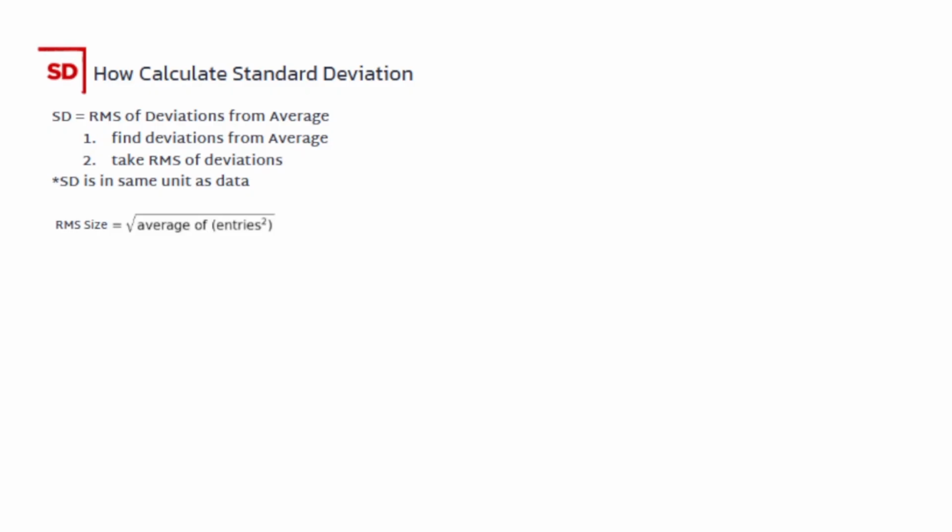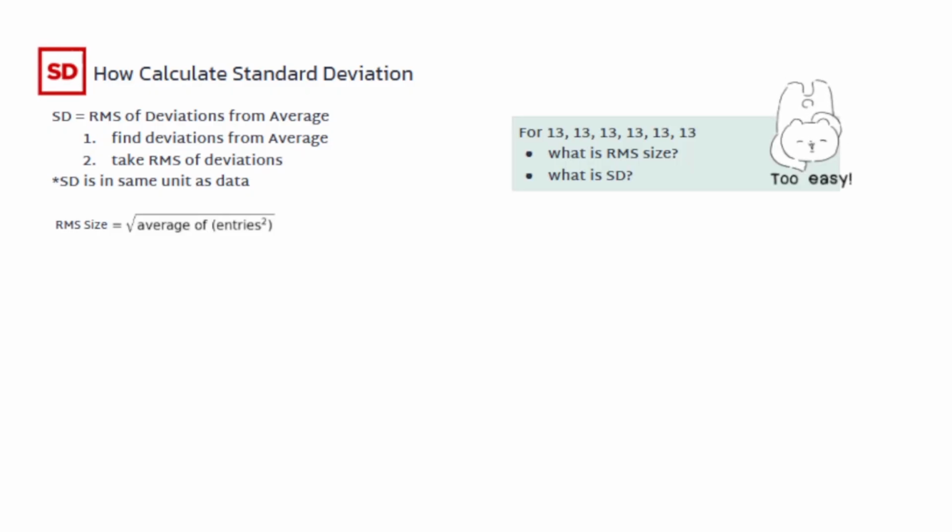For example, again, this is another example. You have this list of numbers, 13, 13, 13, 6. All of them are 13. What is the RMS size? Without doing any math, you remember the RMS is a measure of the size. So when all of them are equal, if you want to put a label on them to show how big they are, you put the RMS size, you put 13, because all of them are equal. You don't even have to do the math. What is the standard deviation? And the standard deviation is the measure of deviations from the average.